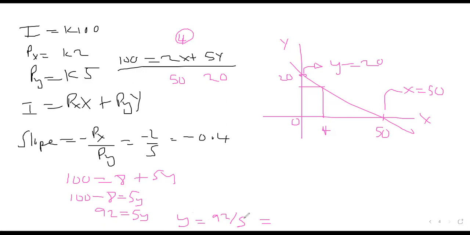Two divided by 5? 18.4. So this means that here we have 18.4, here we have 4. So we can now go to the exam question here.